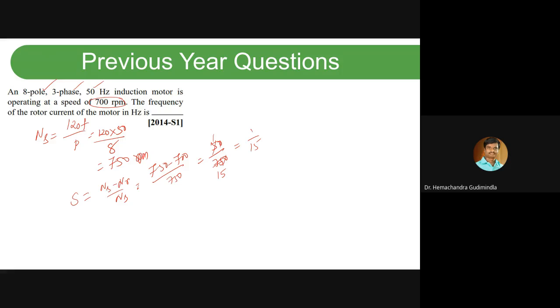Now they are asking the frequency of the rotor current. In the beginning of the class, we discussed this. Rotor frequency f dash equals slip times stator frequency. Now slip is 1 by 15, so f dash equals 1 by 15 into the stator frequency, 50 hertz. So we will get 3.33 hertz. Now the frequency is 3.33 hertz, so this is the correct option.